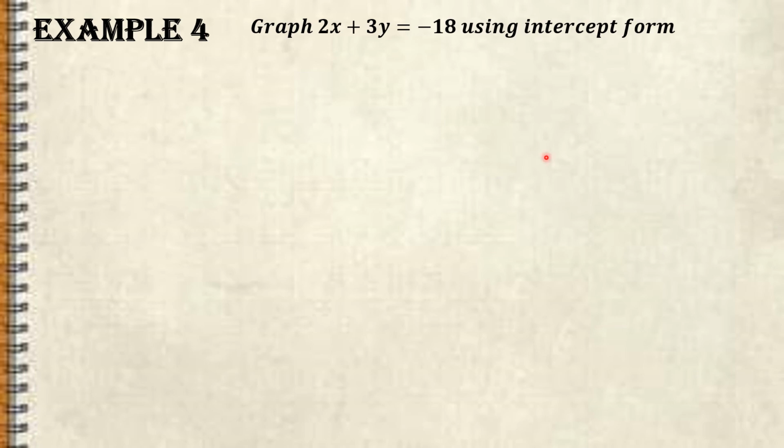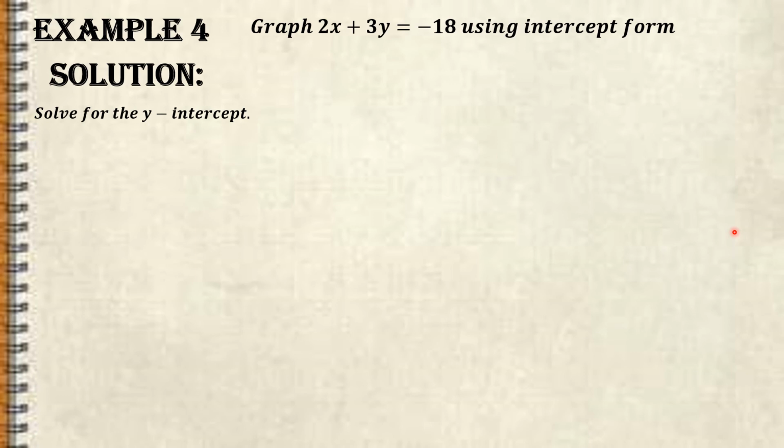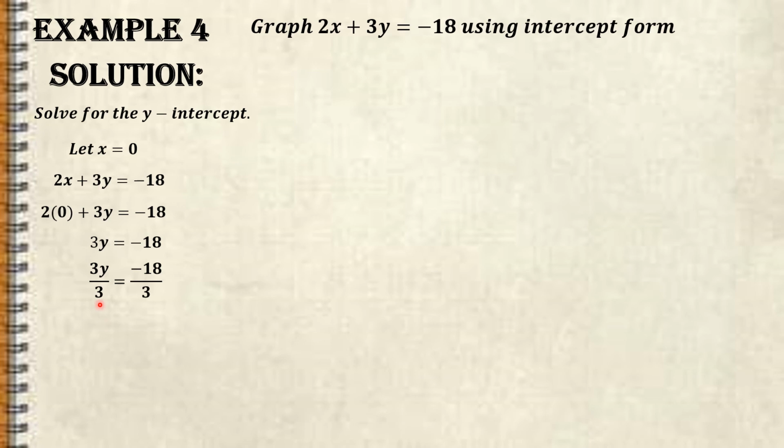So, let's have example number 4. So, graph 2x plus 3y equals negative 18 using intercept form. So, syempre, yung first step natin, ganun pa rin. So, you have, let x be equal to 0. So, palitan na natin yung x dito ng 0. Kaya, magiging 2 times 0 plus 3y equals negative 18. So, cancel na natin itong 2 times 0. Remaining is 3y equals negative 18. So, kailangan yung y, siya na lang matitira. So, divide natin both sides by 3. Then, cancel 3 over 3. So, matitira na lang yung y. Then, negative 18 divided by 3, that is negative 6. So, ang x is 0, ang y is negative 6.